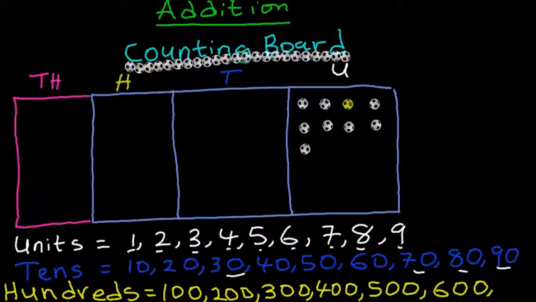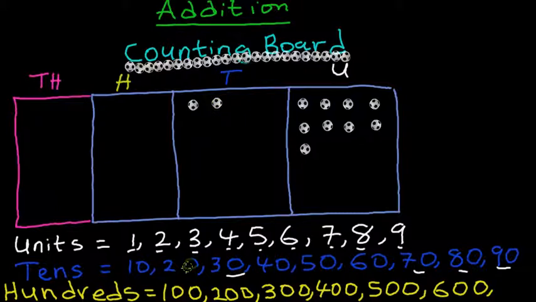The unit column can only take up 9 balls. 9 balls can only be contained in the unit column. Then when we come to the 10th column, which is here, each ball that you place in the 10 column represents 10.